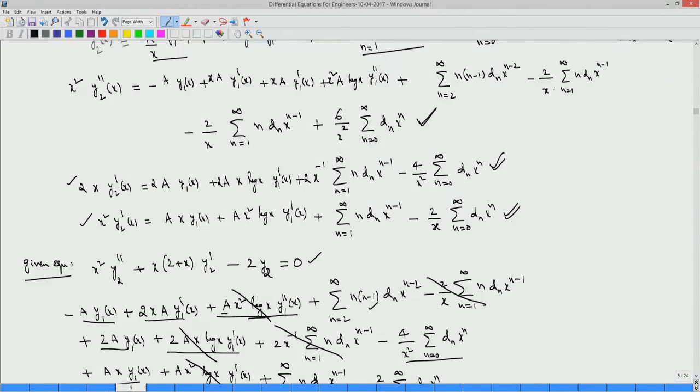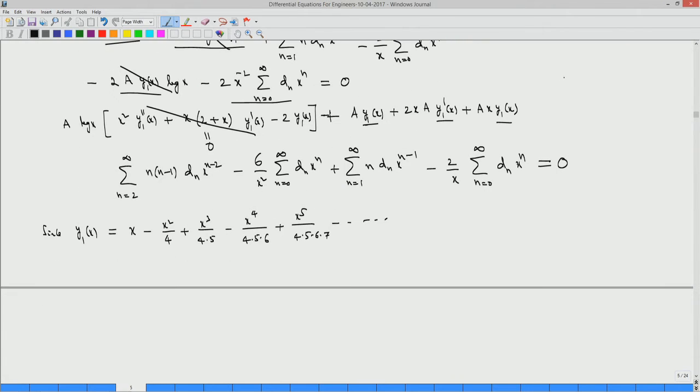So once you get this y1, you need to substitute here. So for that you need y1 dash. So you calculate y1 dash of x. So that will give me 1 minus x by 2 minus 3x square by 4, 5 minus 4x cube by 5, 6, 4 you can get, 4 goes, and then plus 5x power 4 by 4, 5, 6, 7 and so on. Okay, these two we will try to substitute into the equation.